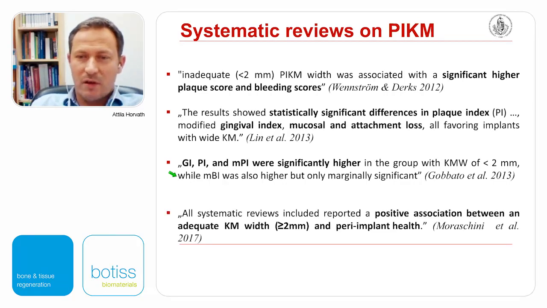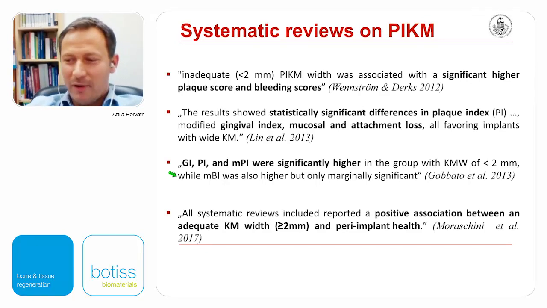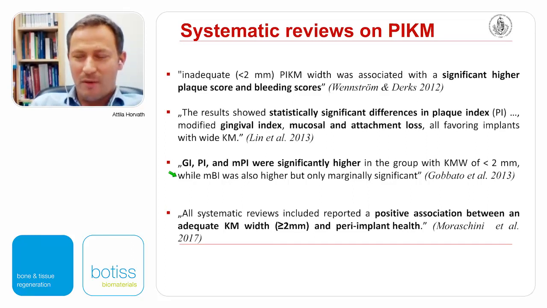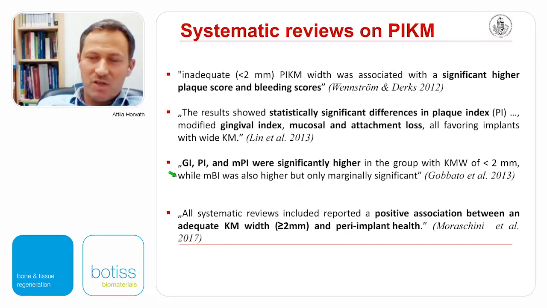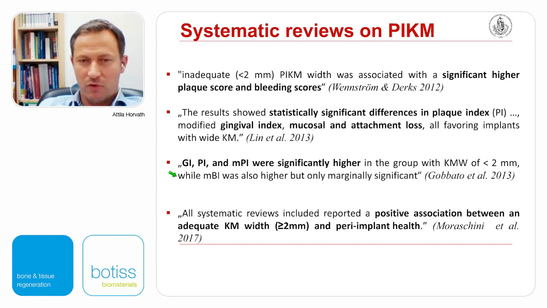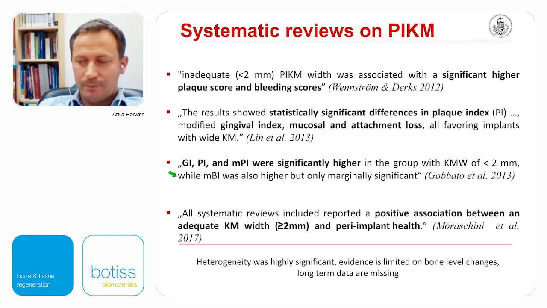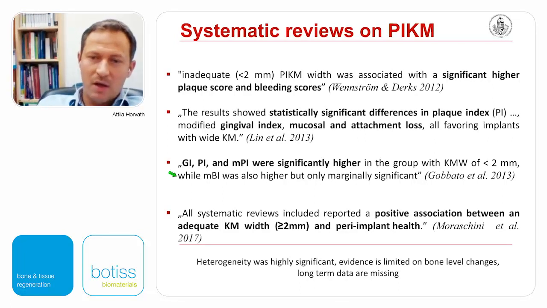And there is a quite recent review from Moraschini last year. It is a systematic review of the systematic reviews. So the top, the Chomolungma, or if you're in Europe, a Mont Blanc of evidence. And they stated that all systematic reviews included reported a positive association between an adequate keratinized mucosa, which is equal to or more than 2 millimeters, and peri-implant health. Nevertheless, we are all in academia, so we have to state that heterogeneity was highly significant in the studies, we have limited evidence on bone level changes, and unfortunately long-term data are still missing.